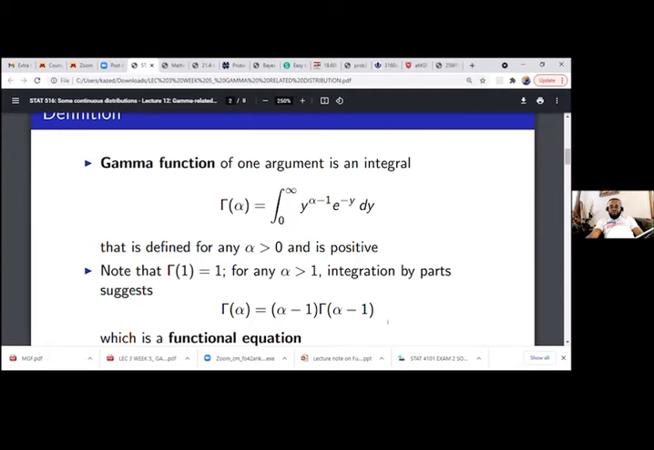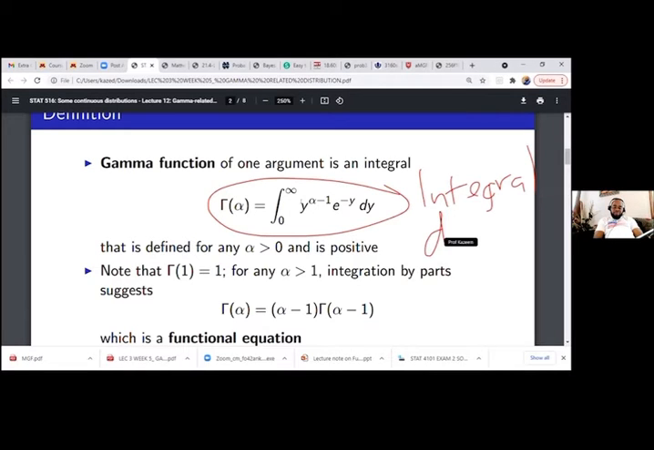Now what do I mean by gamma function? This is the gamma function. Did you see that? This is what I'm trying to show you right now. We have two definitions of the gamma function, gamma alpha. This is what we call the integral definition. Okay, this is the integral definition of a gamma function.